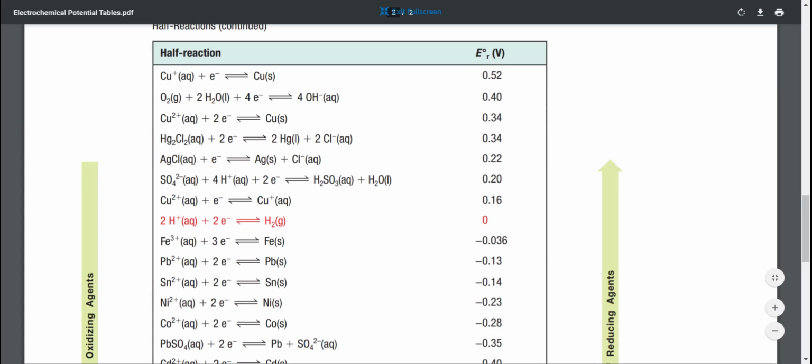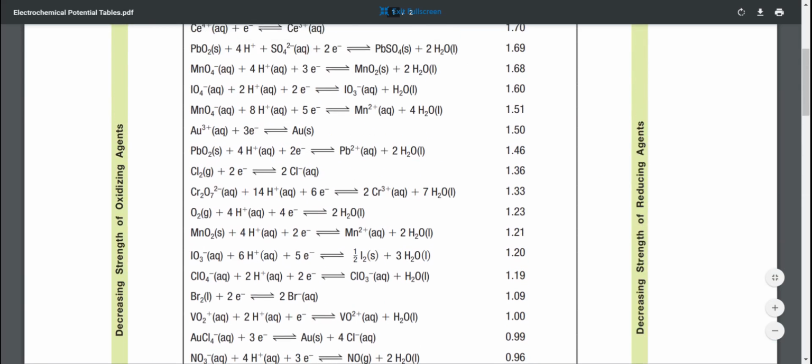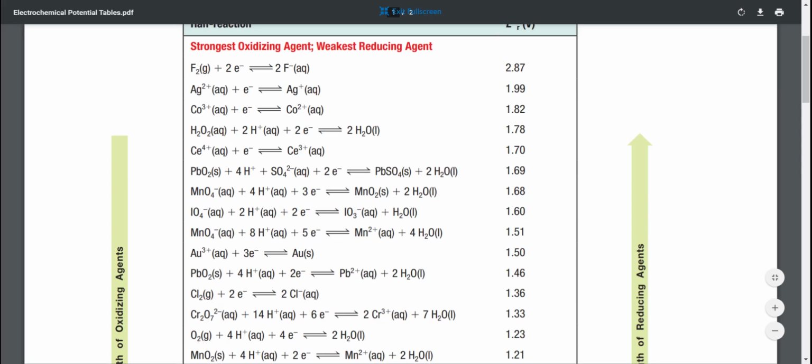So for example, if in one half cell, copper 2+ ions were reduced to form copper 1+ ions, and in the other half cell, it was the hydrogen reaction in red, the difference between those two would be 0.16 volts. That's how much energy would be produced. We'll come back to comparing those energy values in a second.